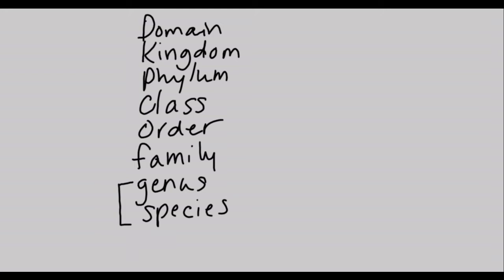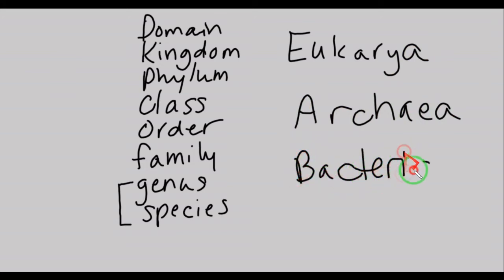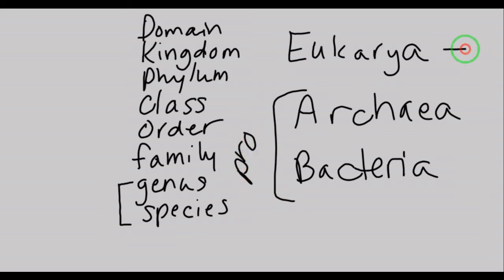The domains are limited to just 3 domains that we have discovered so far. So there is the eukarya, the archaea, and the bacteria. Now there's going to be a separate video on the difference between prokaryotes and eukaryotes, but these two are going to be prokaryotes, and the eukaryote is going to be the eukarya. And humans are going to be eukaryotes.